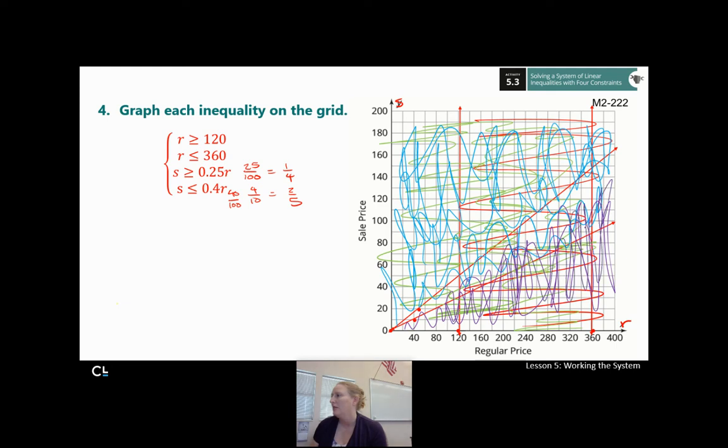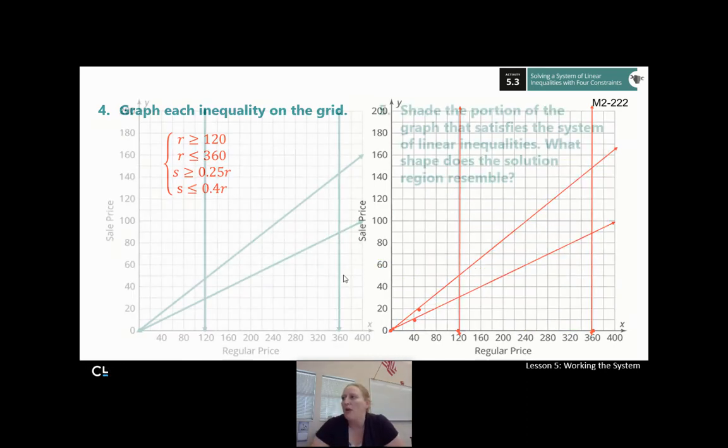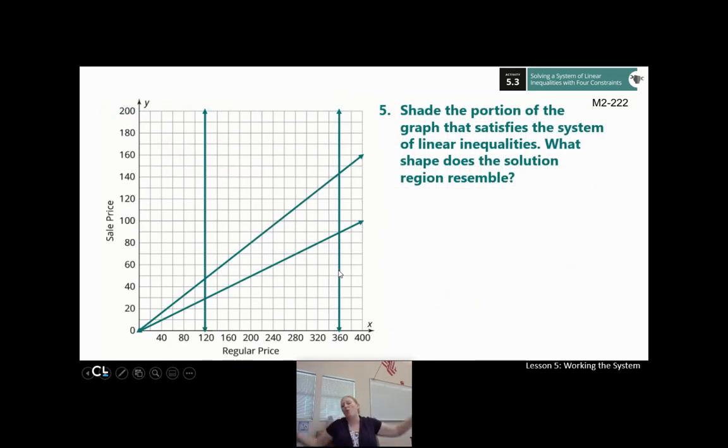Now, let's be honest, people. I made a big old mess of this graph. Do you see what I mean about the shading, how it got kind of crazy? Do you remember that when we are trying to find the solutions to a system of inequalities, we're looking for where they overlap? So I want to know where all 4 of those shady regions overlapped. Where did all 4 of these overlap?